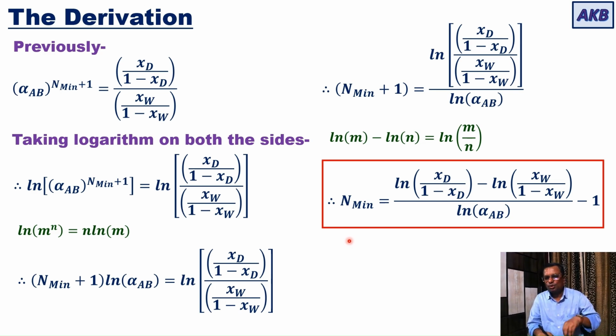So now you know how to find the minimum number of stages in a typical tray column when it is operating under total reflux by using an equation. Earlier, you learned how to find it using the graphical method, the McCabe-Thiele method. So in this way, you can derive the equation.